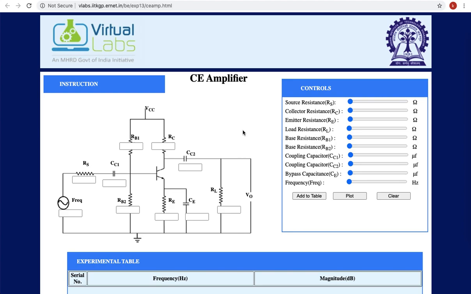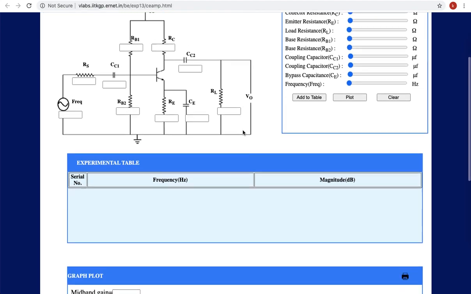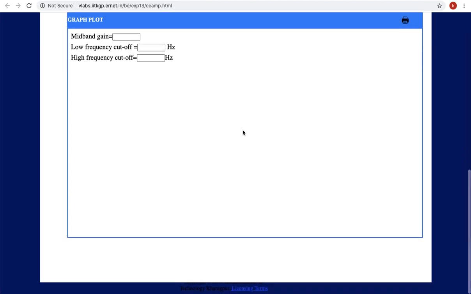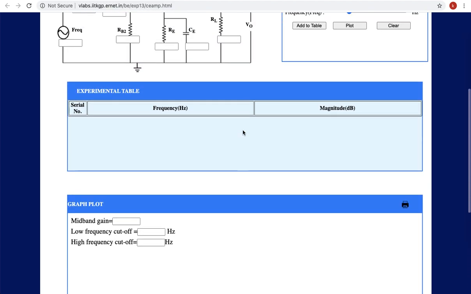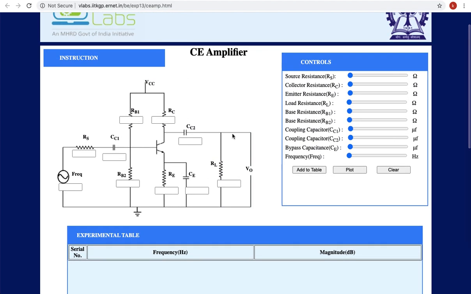So here in this part we are going to do the CE amplifier frequency response. The graph is empty, the table is empty. What we are going to do is set the values across the components by adjusting the slider here.